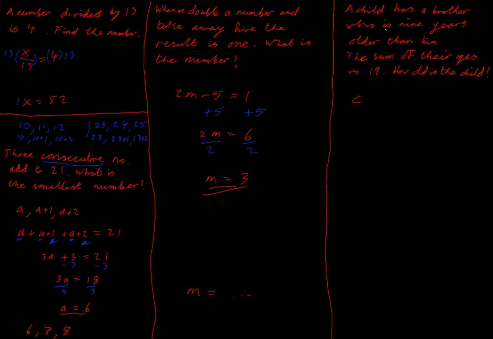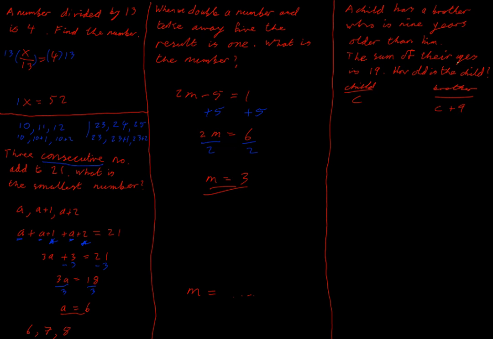And he has a brother who is 9 years older than him. So we have a brother. Brother is the child's age plus 9. So this is the child. The age of the child is C, and the brother's age must be, if he's 9 years older, the child's age plus 9. Okay, we've got that so far. And again, all I've done is write down exactly what the question tells me in mathematical language. So that's my first sentence dealt with.